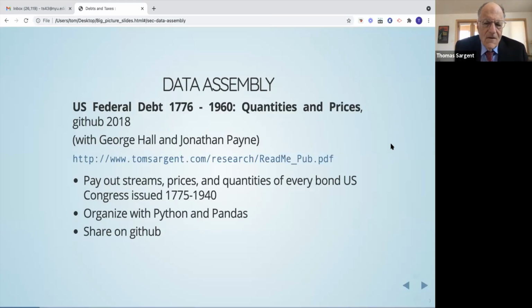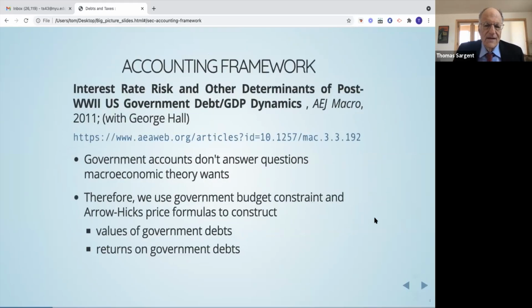We've assembled, created quantities and prices of these data. Jonathan Payne and George Hall did a huge amount of work on this. They're on GitHub. And what we have is payout streams, prices, and quantities of every US bond that Congress has issued. If you go to that website, you can find them in Python and Pandas data frames. And that's what we're building on.